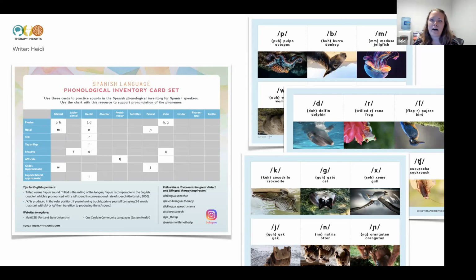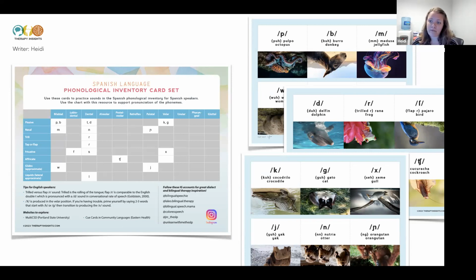So that's kind of my other reasoning for building out something like this, because you should be able to use these for quick stimulability probes and to figure out, can they make the sound, just like you would want to know in English? And then maybe that's a nice place to start.